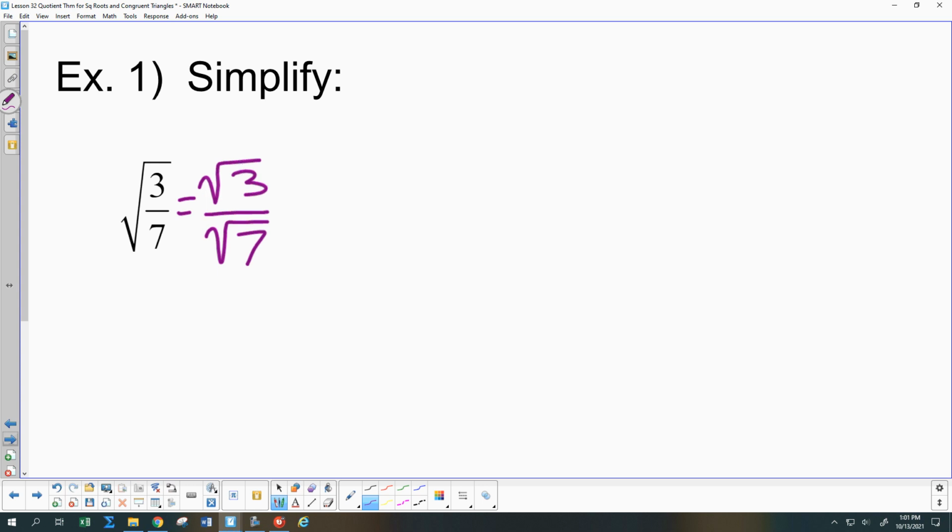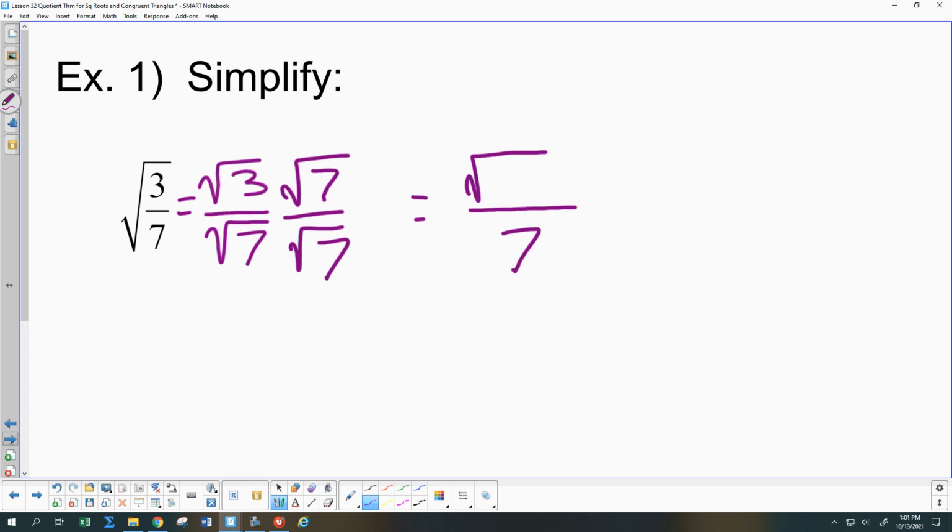And I love the way you said it, multiply by root 7 over root 7. Multiply numerator and denominator by the same thing. So we have a regular 7 in the denominator, and then we put these back together as root 21, and we can't reduce that. So that is our final answer.